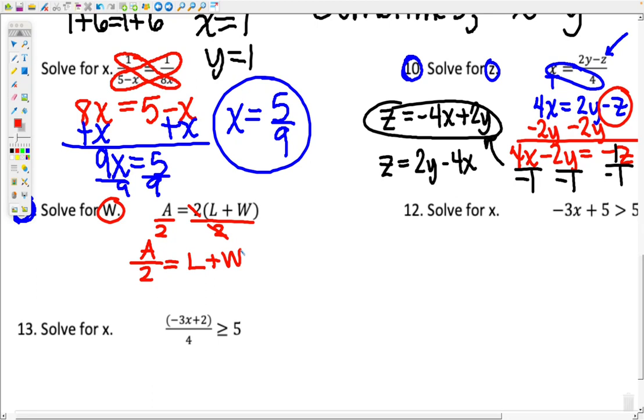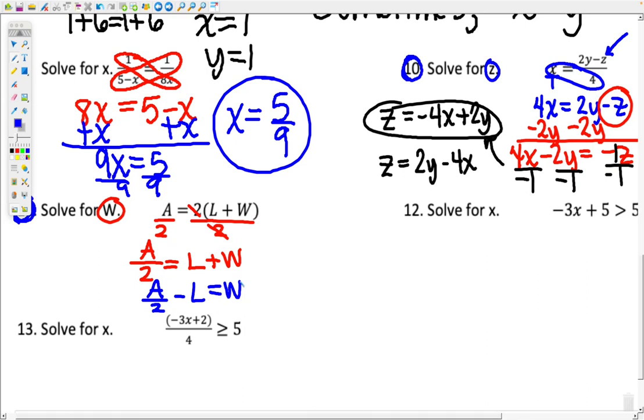You subtract the L. There you go. Looks pretty simple now, right? Do y'all see how we did that there? Okay, let's see. So I've got A over 2, and I'm subtracting the L. So my W equals A over 2 minus L.